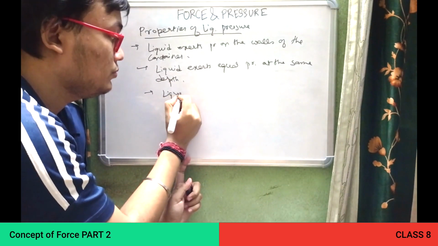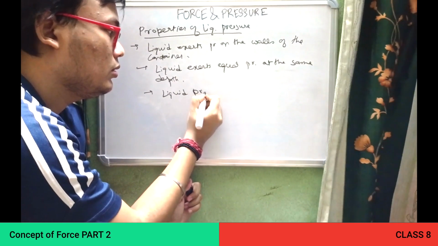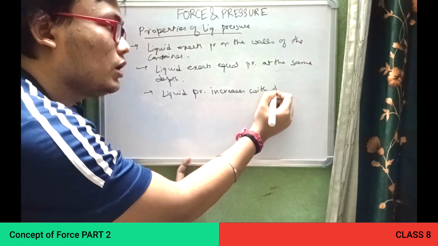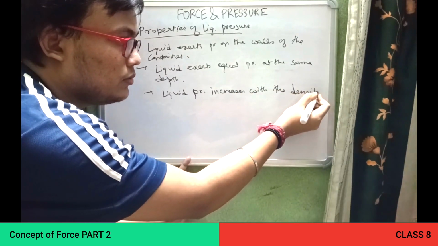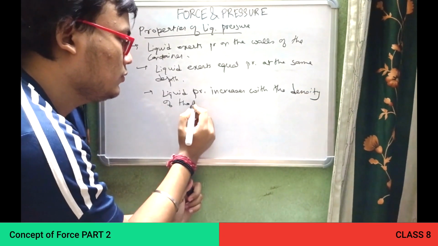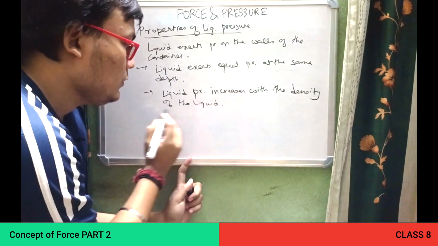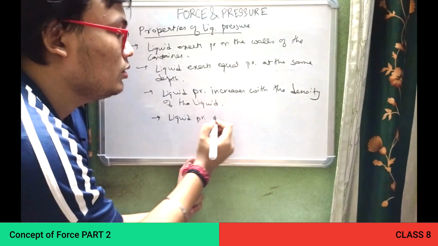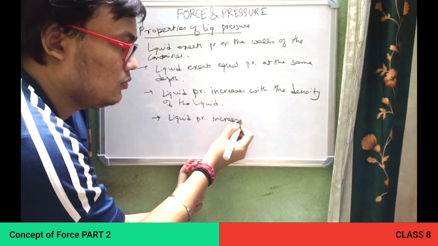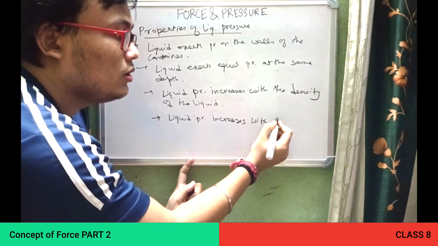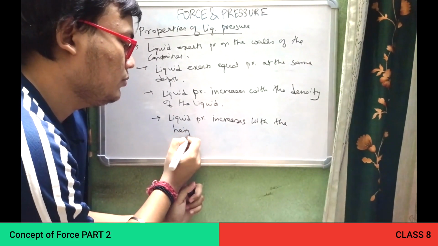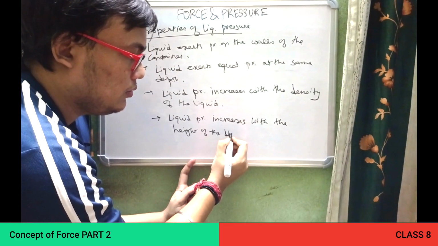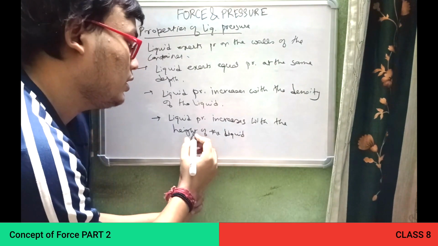Liquid pressure increases with the density of the liquid, and the liquid pressure increases with the height of the liquid column. I should say the height of the liquid column.